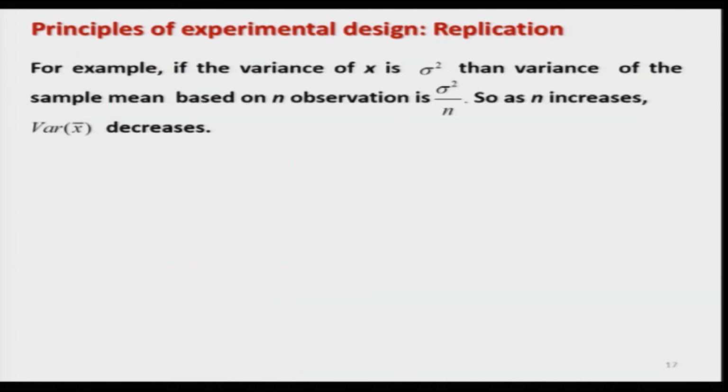For example, if the variance of some observation x is sigma square, then the variance of the sample mean based on n observations is sigma square upon n. So, as n increases, this variance of x bar, sigma square by n, decreases. Right. So, this is what we try to do with replication, so that the error in the observations can be controlled.